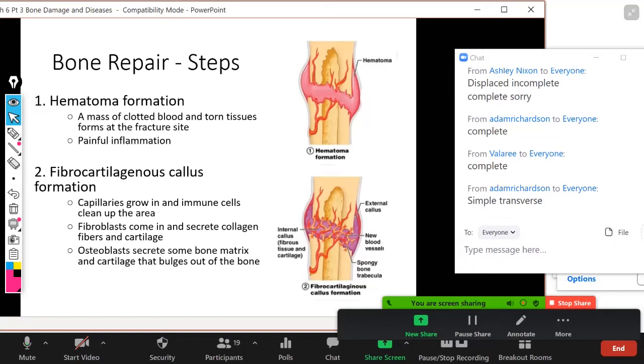some chondrocytes will come into the area and they will start to build some fibrocartilage. They'll make a little pad of fibrocartilage in the break, and we call that a callus, a fibrocartilaginous callus. Sometimes this structure is called the soft callus. Okay, it's not reformed bone. It's just a basic repair.